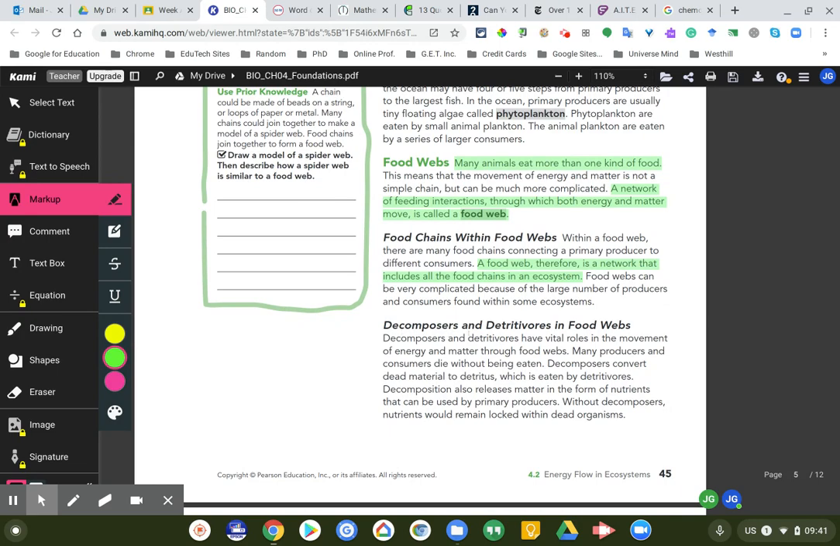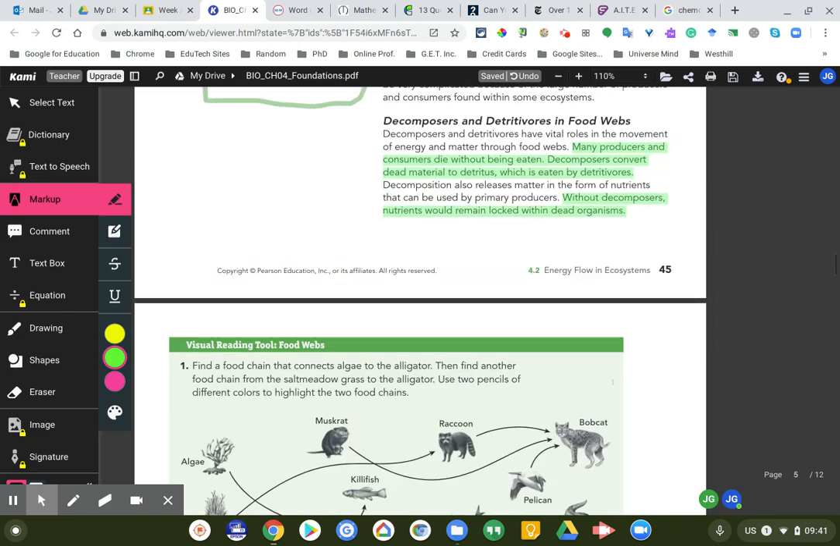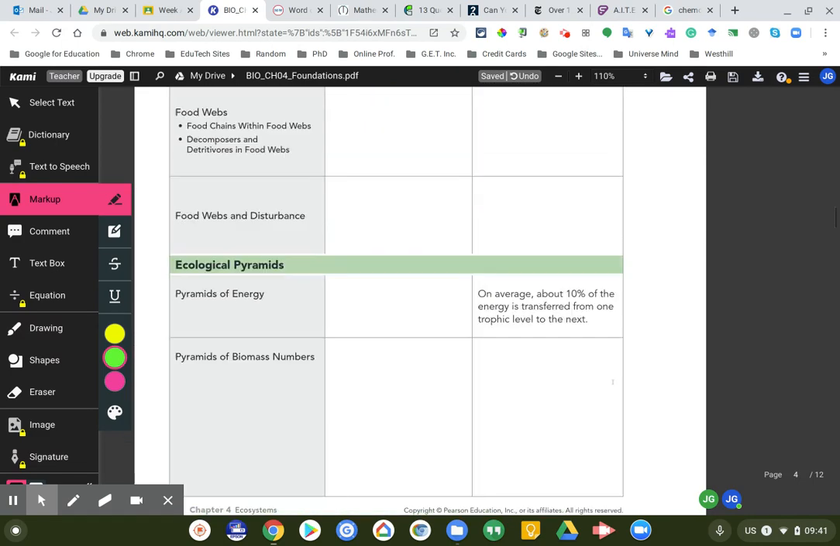Okay. Decomposers and detritivores have vital roles in the movement of energy and matter through food webs. Many producers, I think this is important, many producers and consumers die without being eaten. Decomposers convert dead material to detritus, which is eaten by detritivores. Detritivores, okay, right? So there we go. Decomposition also releases matter in the form of nutrients that can be used by primary producers. Without decomposers, nutrients would remain locked within dead organisms. So I think we have some good information there that we can go up and fill in the next couple boxes here.